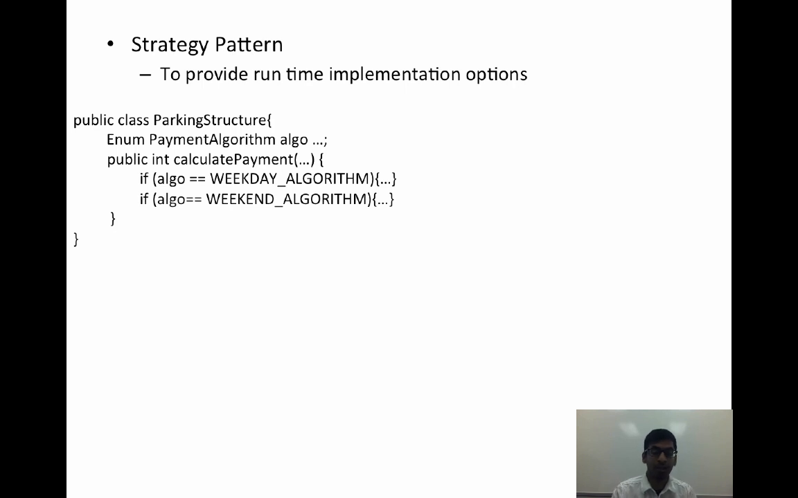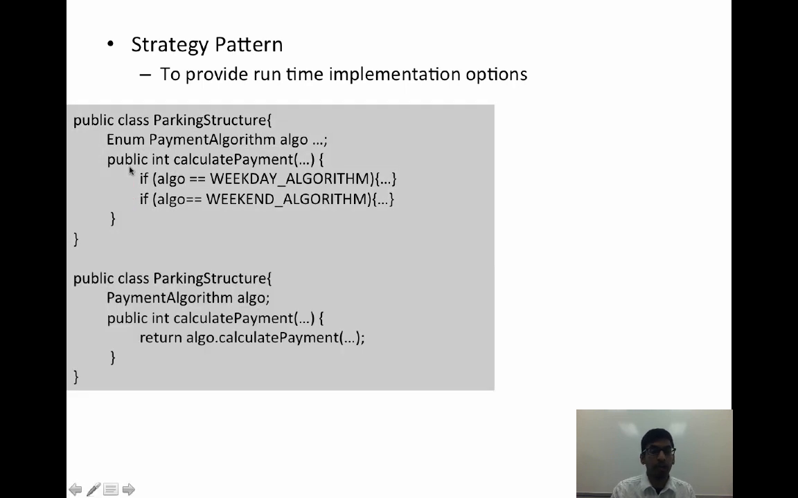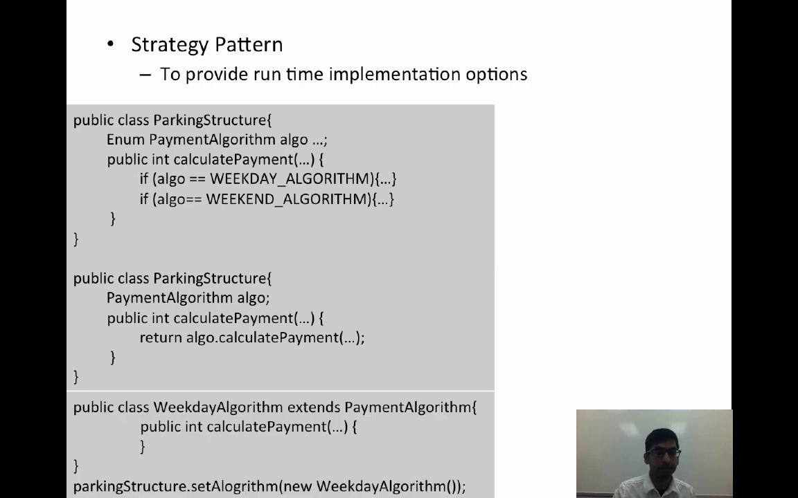One way to do this would be to have a lot of if-else clauses where you say, if you're using this algorithm, calculate payment using this formula. If you would like to use the weekend algorithm, use this formula. If you want to use the winter algorithm or fall algorithm, use this formula, whatever. You could have a bunch of if-else statements to choose between a bunch of algorithms. However, another option could be to use the strategy pattern.